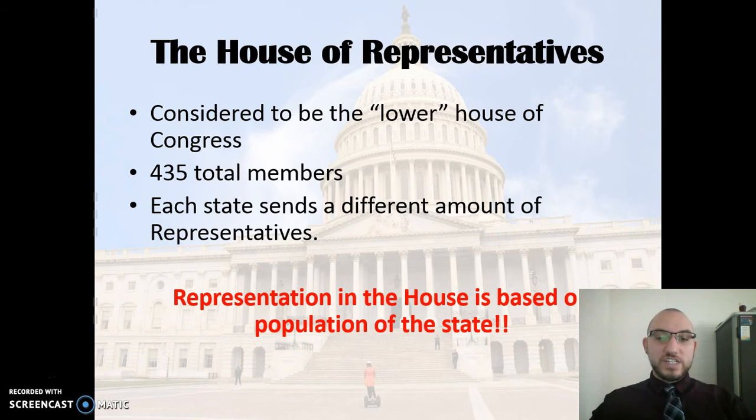So, for example, Virginia, with our population, we have 11 members in the House of Representatives. Okay? We have 11 members out of 435 because of our population as a percentage of the whole population. Each state sends a different amount. Some states, like Montana or Alaska, only send one person to the House of Representatives.